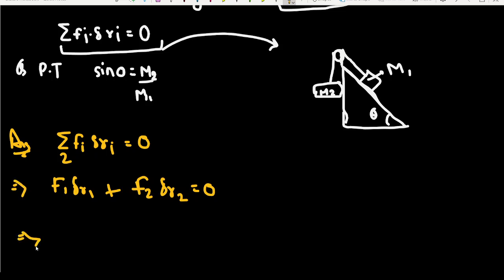Now elaborating it, what can we find? For the F1 force, what type of force is acting here? A downward force, which is m2g. And you know that while solving from the Newtonian perspective, you also have to take the tension force, which is the constraint force here. But using virtual work, we have just removed the constraint force.